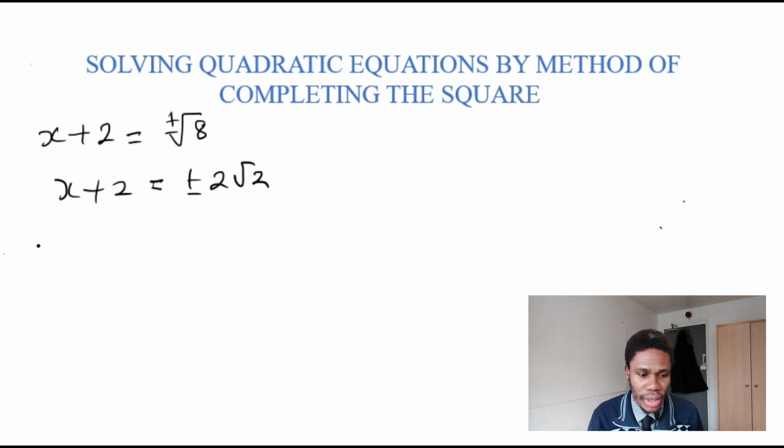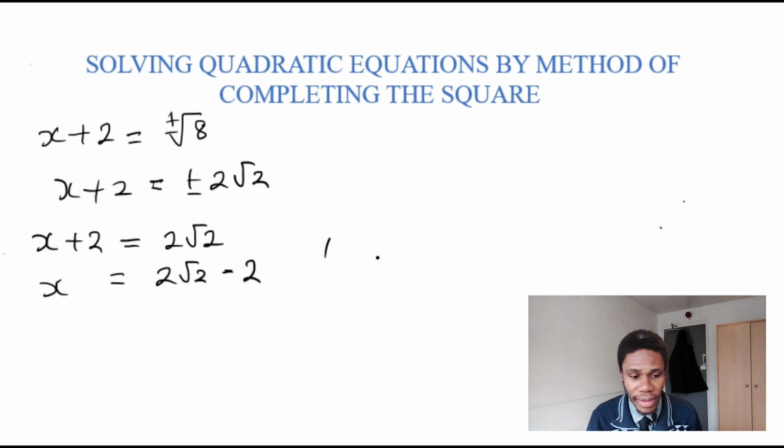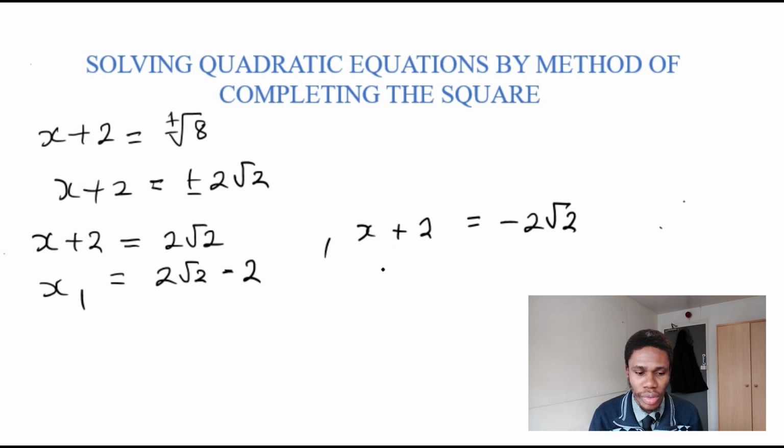So your first solution is x plus 2 is equal to positive 2 root 2. x is equal to 2 root 2 minus 2. Your second value of x, so let's just call our first value x1. Your second value, x plus 2 is equal to negative 2 root 2. So x2 equals negative 2 root 2 minus 2. And that's the final answer.